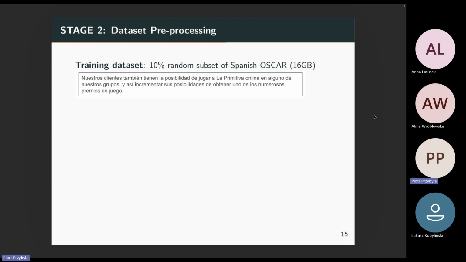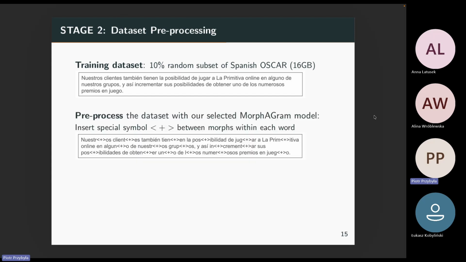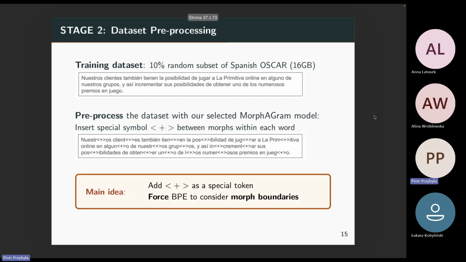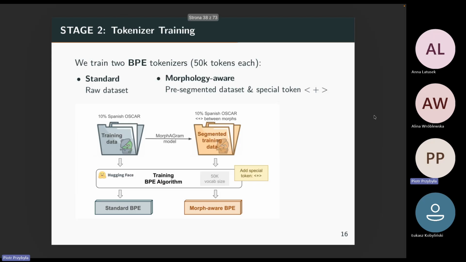So we take 10% of the Spanish Oscar, which is a, you know, Oscar, right? It's just a big corpus scraped from the web of not great quality. And then we have these words. This is an example. And then what we do is we insert these special tokens between the recognized morphs of the word. So I don't know, posibilidad is split into pos and ibilidad, and we put this token, and then we instruct BPE, do not split, do not connect these tokens, right? So yeah, and then we train BPE, and we'll see what happens, right?